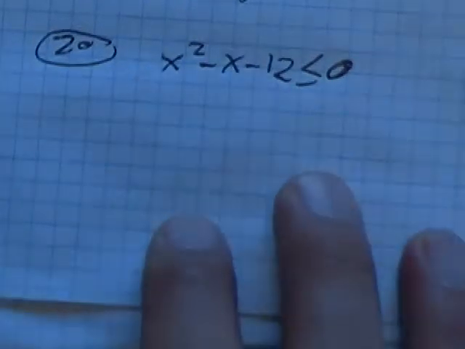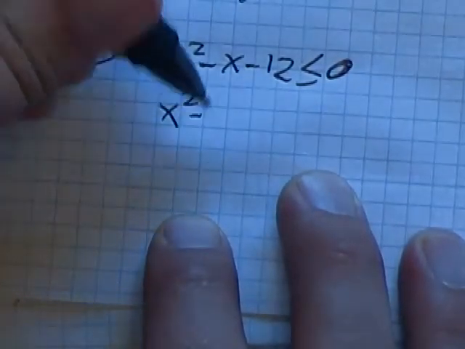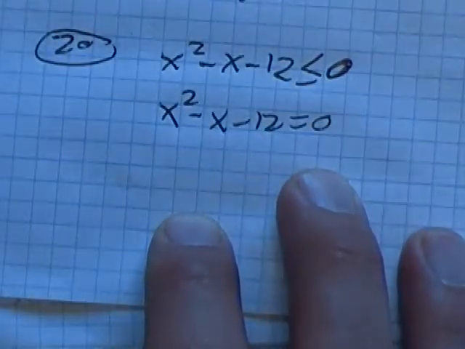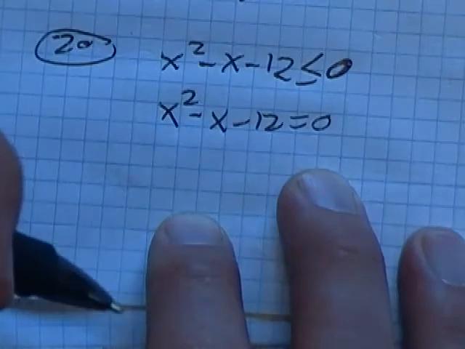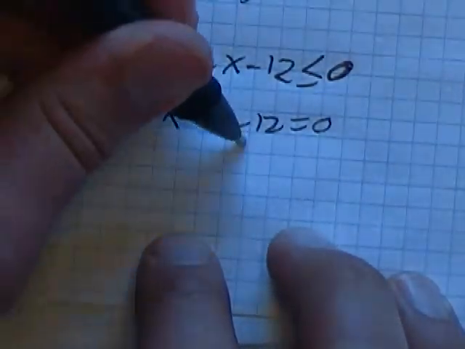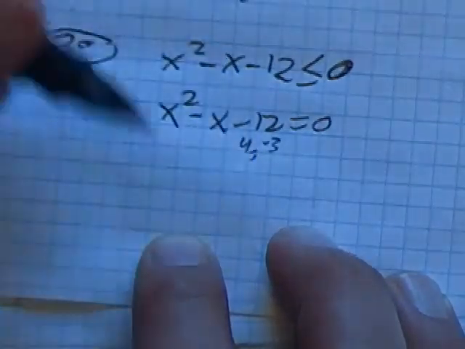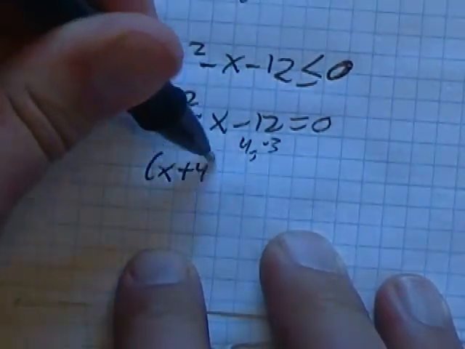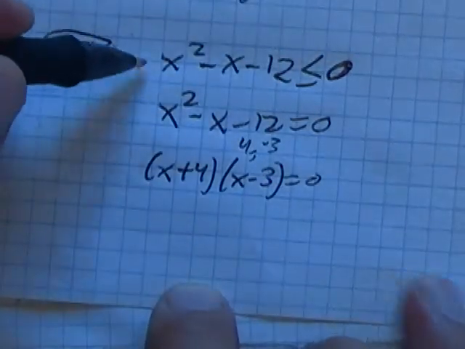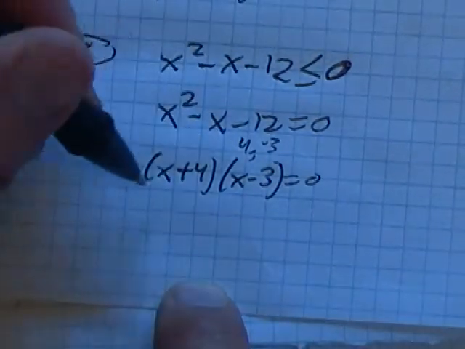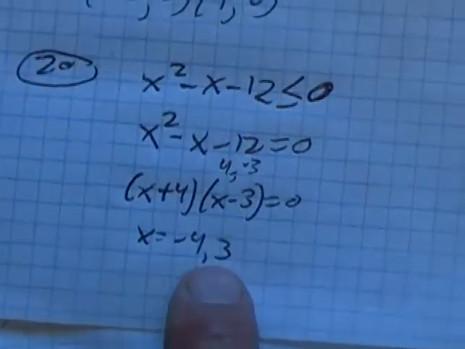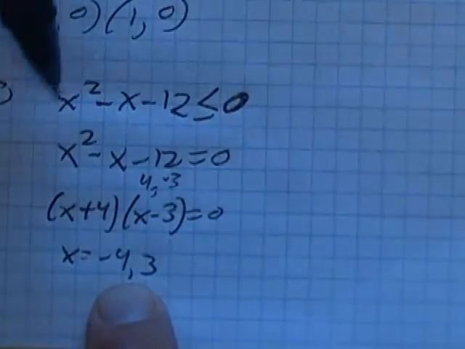So first thing I'm gonna do is treat it like it's an equation and find my boundary points, my border points. So use the quadratic formula. I could complete the square. I'm gonna try and factor 4 and negative 3. So (x plus 4)(x minus 3) equals 0. And again, I'm not solving this, I'm just finding the boundary points. Negative 4 and 3.